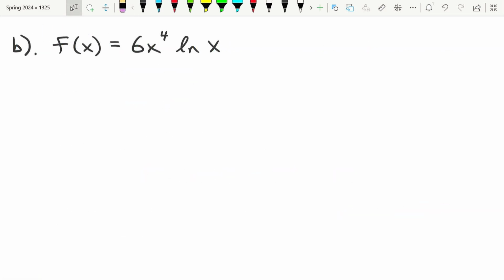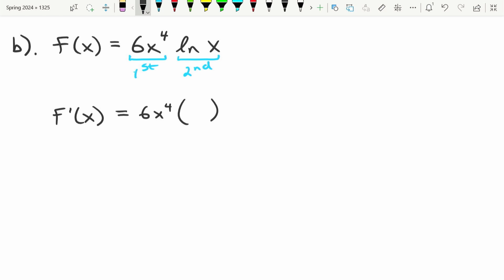Let's look at this one here. It goes 6x to the fourth ln x. The first would be the 6x to the fourth, and the second would be ln x. So f prime of x, we start with the first by the product rule. First, 6x to the fourth times the derivative of the second. And what is the derivative of the second here? For ln x, the derivative is 1 over x.